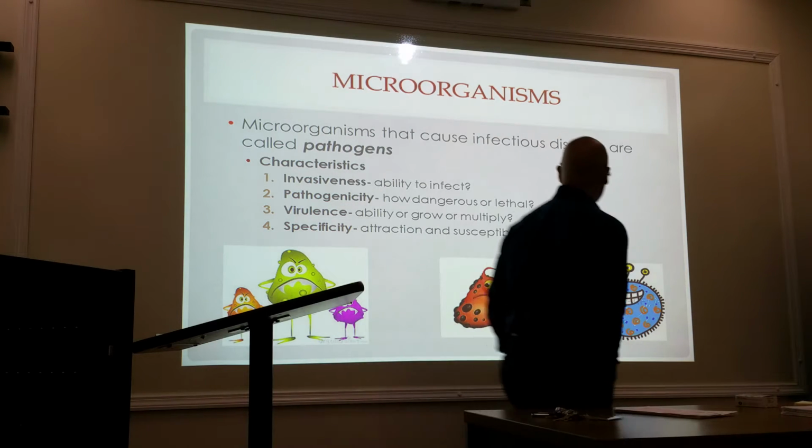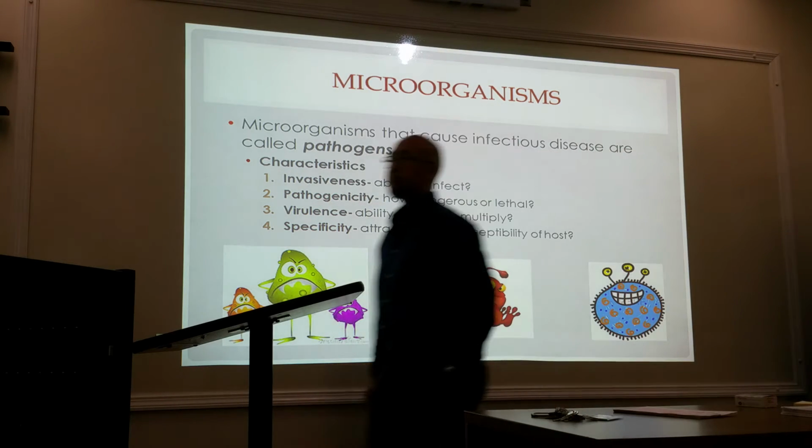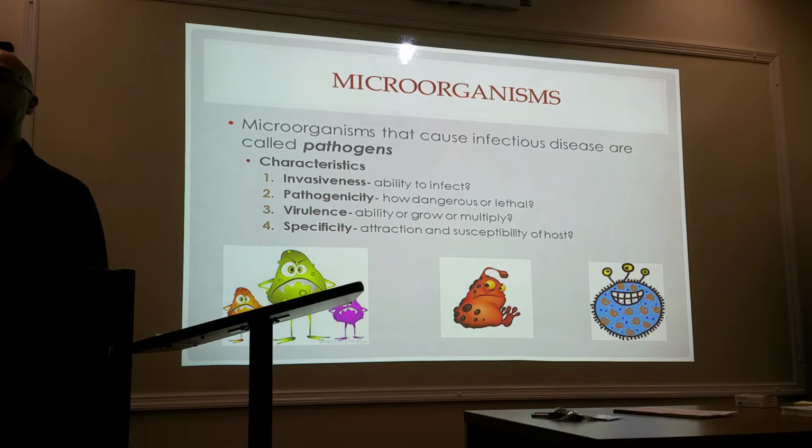Specificity is the attraction and susceptibility of the host. This has a lot to do with your immunity or predisposition. Are you already sick? If you're already sick, you're going to be very susceptible. If you have a bad immunity, you're going to be very susceptible. If I exercise regularly, if I eat my fruits and vegetables, if I get a lot of sleep, what happens to my susceptibility? It decreases, right? Because I'm stronger and I can ward off these infections a lot more effectively than someone who doesn't. Okay, so those are your 4 characteristics.